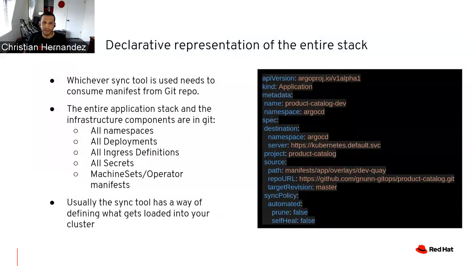So the entire stack needs to be in Git, right? Namespaces, deployments, all ingress definitions, secrets, machine sets, operator manifests, all of that. I do a stream about using operators in a GitOps fashion, and you get some pretty interesting use cases there. So again, shameless plug, OpenShift.tv to see that.